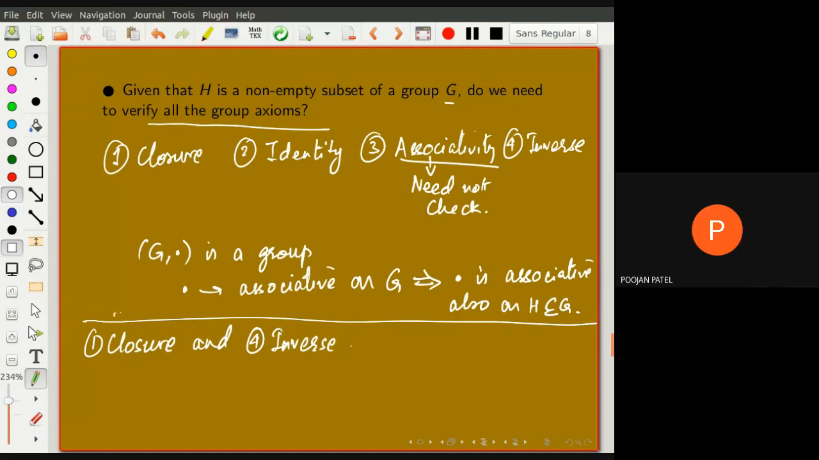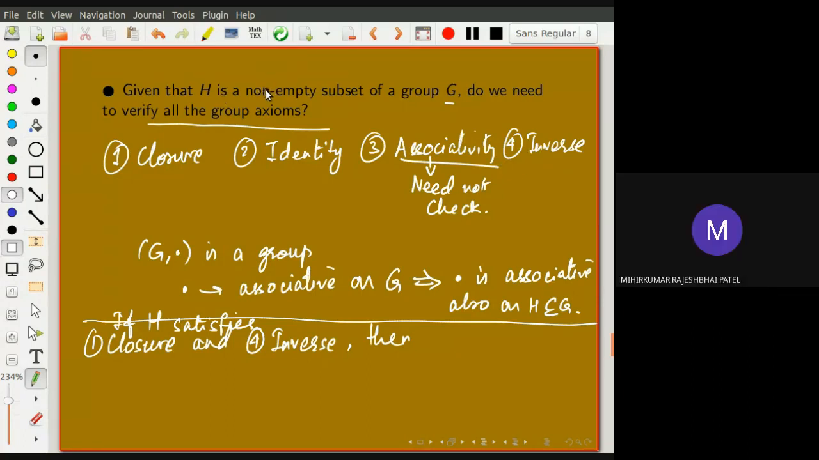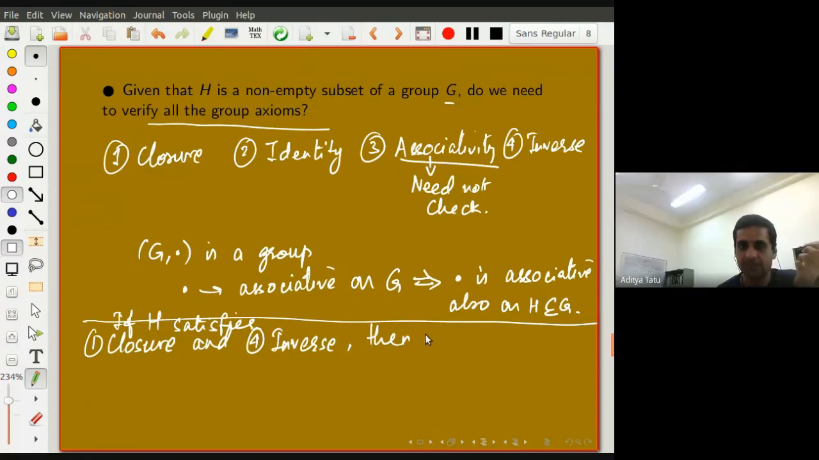That if we pick two elements from the same group, then it should reside in that particular group only. No. Question is, what I am claiming is, if the subset H is closed with respect to the binary operation, and if every element of the set H has an inverse in H itself, then the identity must exist in H. Yes, right. Then two must hold.